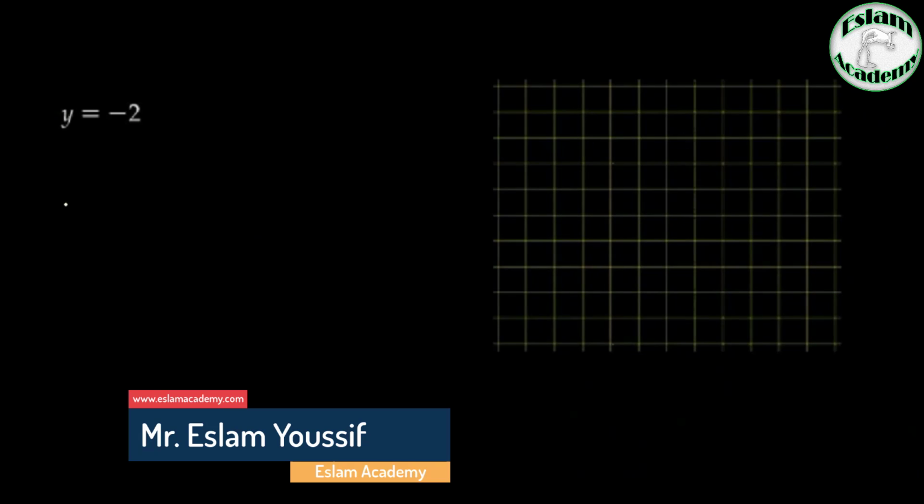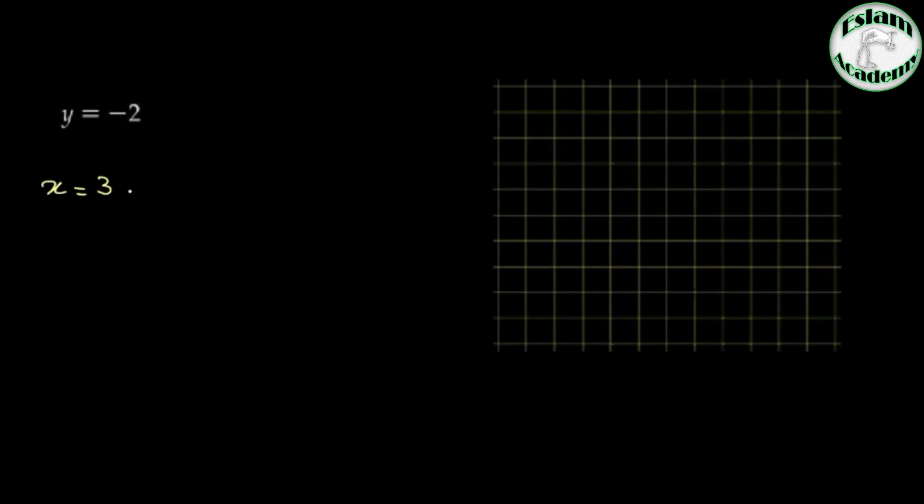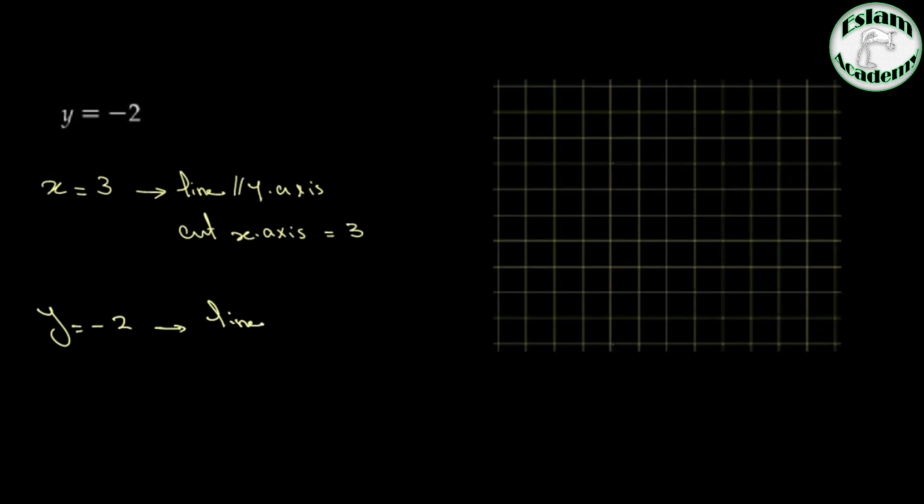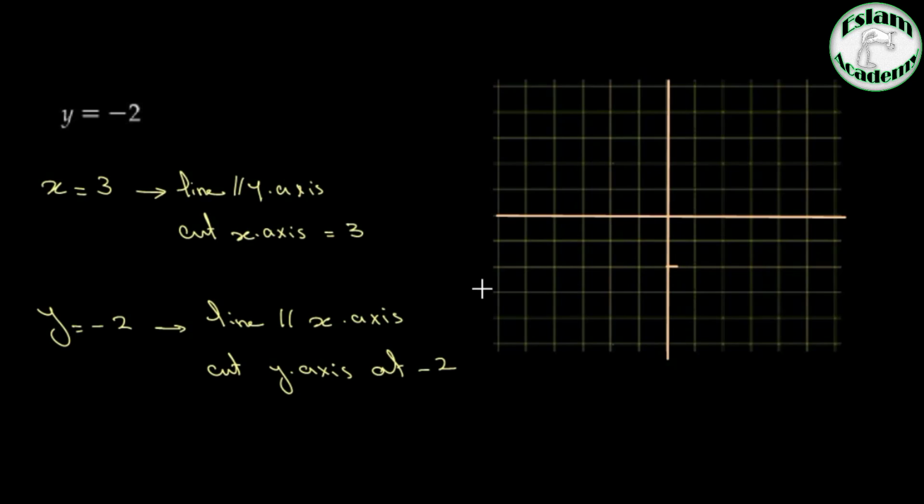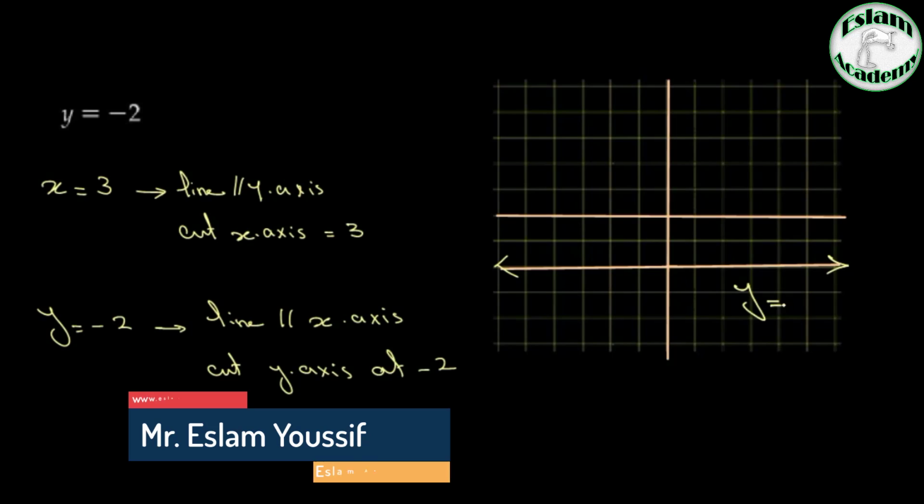y equals negative 2. As we said for x, if x is equal to 3, it's represented by a line parallel to the y-axis and cuts the x-axis at the point 3. So for y equals negative 2, it will be represented by a line parallel to the x-axis and cuts the y-axis at the point negative 2. At the point negative 2 on the y-axis, we will draw a horizontal line parallel to x and intersect y at the point negative 2. So that is the graph of the line y equals negative 2.